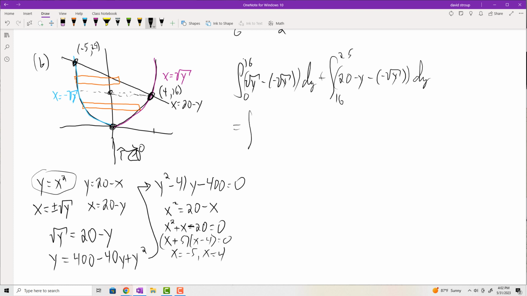Negative is plus, so you're going to have 2 square root y. I'll just factor out the 2. And you could think of the square root y as y to the 1/2. So let's just get it prepped for integration. Plus the integral of 20 minus y plus square root of y again.